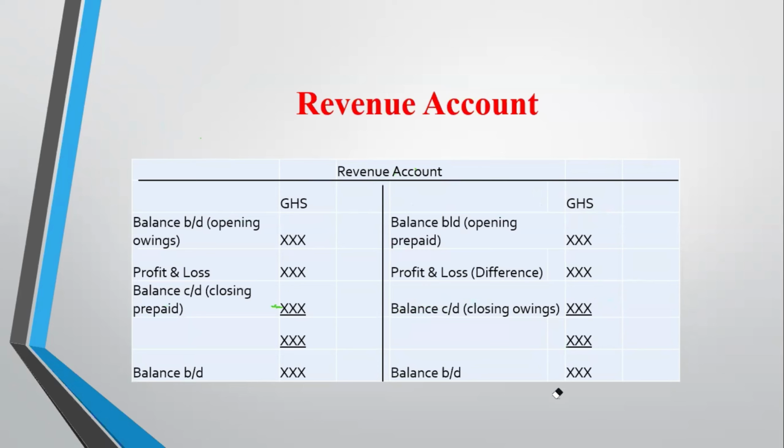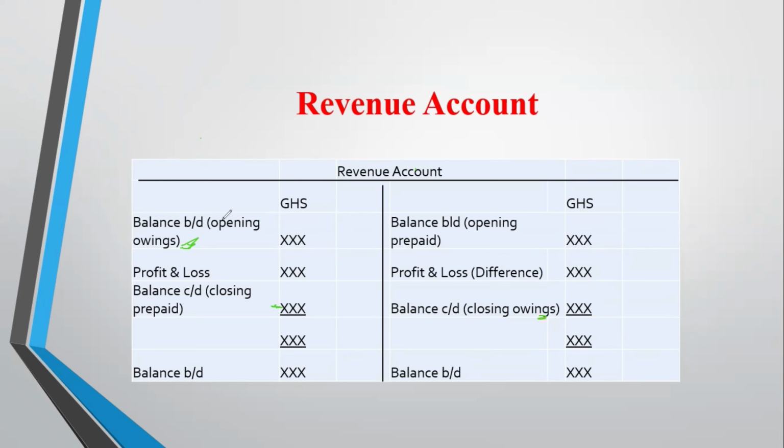When there is opening owings, that is revenue owings. Revenue owings is a current asset. So if there is an opening balance for revenue owings, since it is a current asset, it will have a debit balance. So the opening balance will be on the debit side, and then the closing balance will be on the credit side.